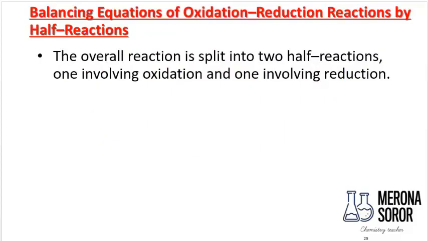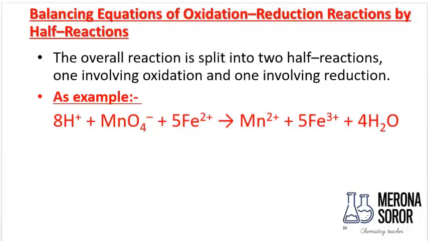Balancing equation of oxidation-reduction reaction by half reaction. The overall reaction is split into two half reactions, one involving oxidation and one involving reduction. As an example, this is the equation: 8 hydrogen ion plus MnO4 negative ion plus 5 Fe2 positive ion gives Mn2 positive ion plus 5 Fe3 positive ion plus 4 H2O.